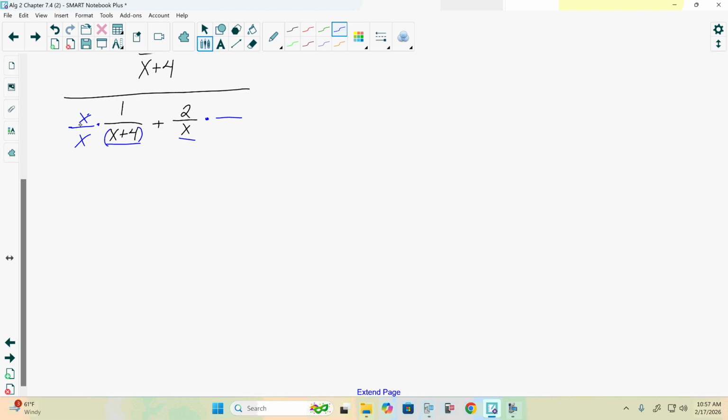Questions on that there? So to make the denominators be the same, we're going to have to multiply the left side by x over x, which means the right side, this x is missing what? x plus 4. So we're going to have to multiply it by x plus 4 on top and bottom.